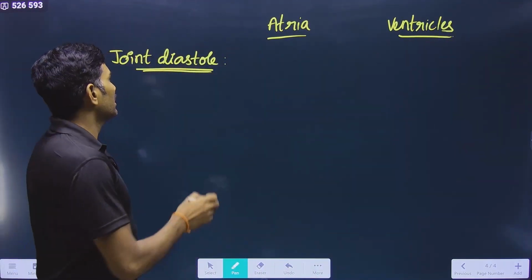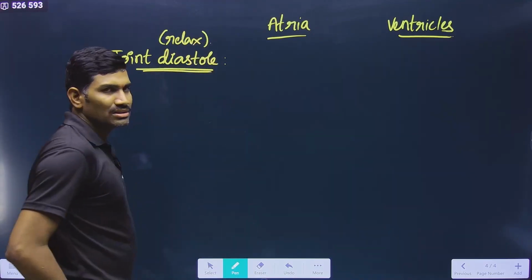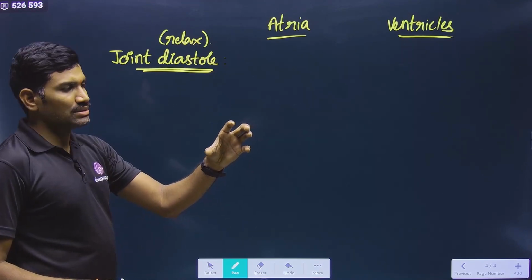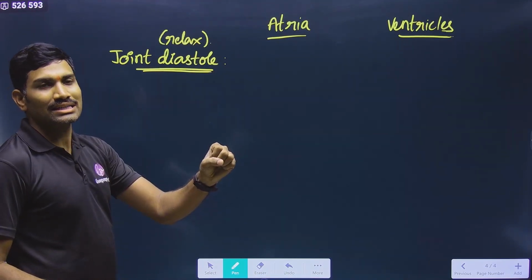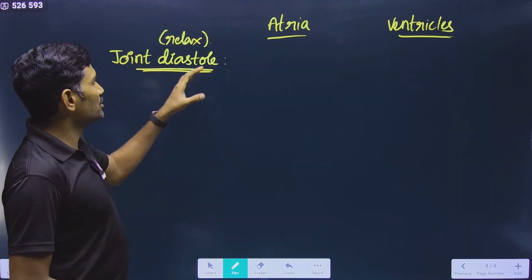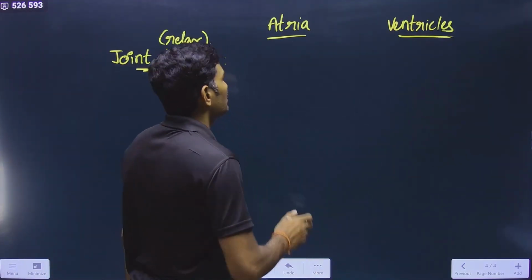Joint diastole. What does diastole mean? Diastole means relaxation. If the heart chambers are contracting like this, it is called a contraction. If they are becoming normal again, that is called relaxation. So in joint diastole, both of them are in diastole. This is in diastole, and this is also in diastole. That means they are relaxed.